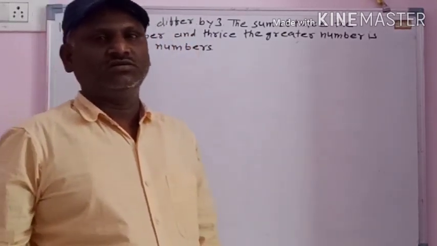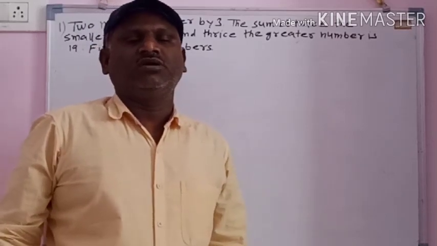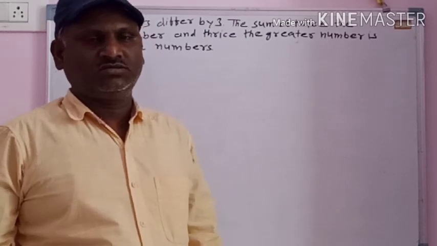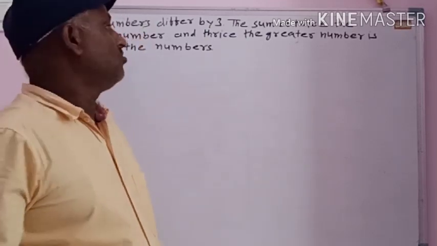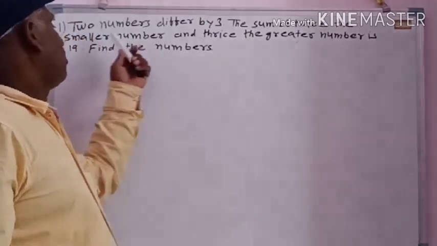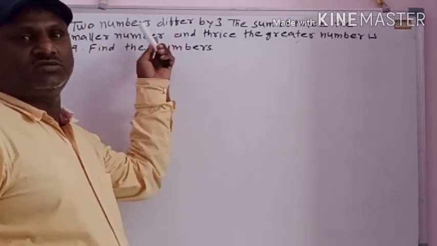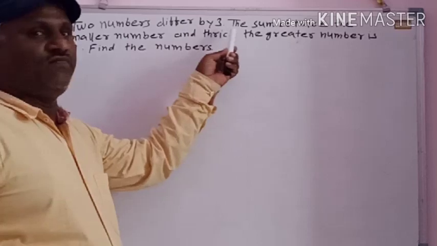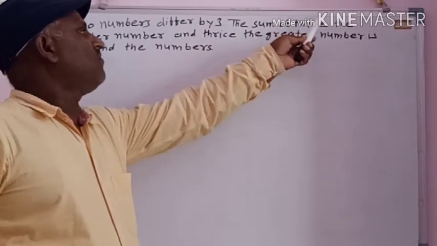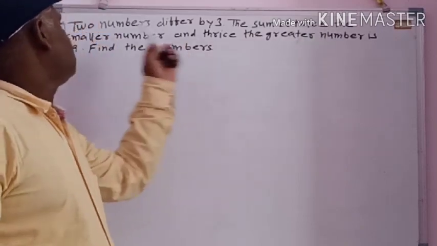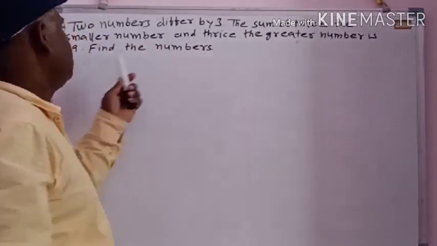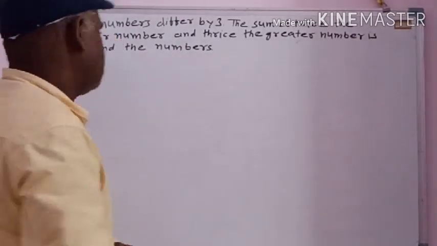Today we study Mathematics Part 1, Linear Equations in Two Variables, Practice Set 1.5, the word problems. The first problem: two numbers differ by 3. The sum of twice the smaller number and thrice the greater number is 19. Then find the numbers.